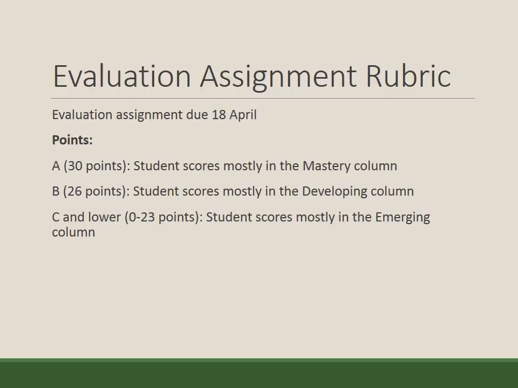One thing I didn't touch on last week when I talked about the evaluation assignment was the rubric for it. The rubric is posted in the content area of D2L, and how I'm going to grade this assignment is, if you are mostly in the mastery column, I'm just going to give you 30 points. I'm not taking any points off or anything like that. Same thing with the developing column. If you fall in that, 26 points, they're yours.